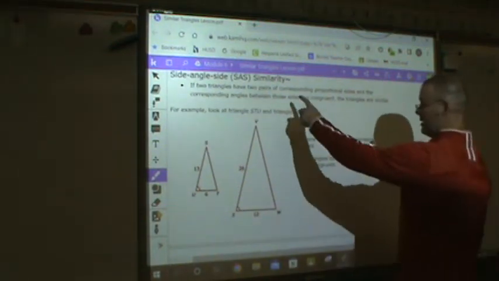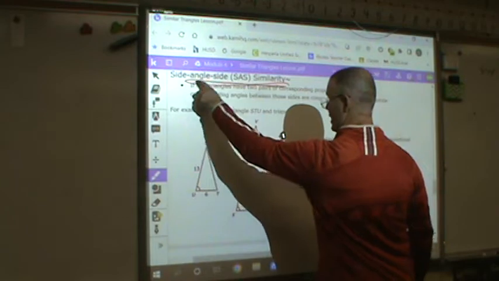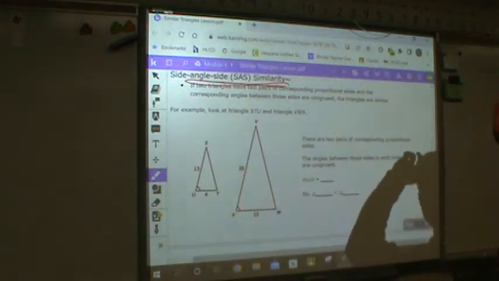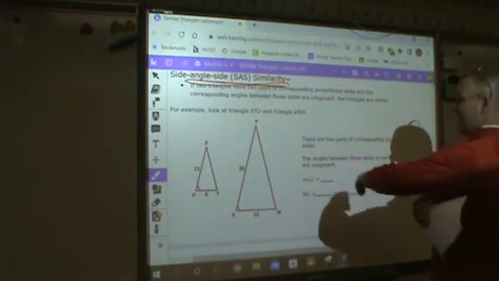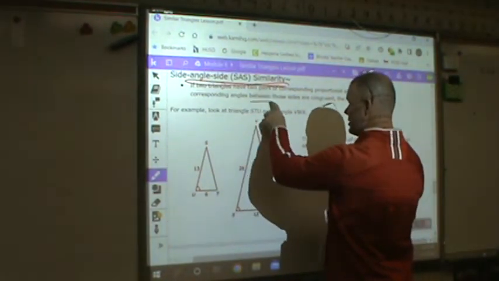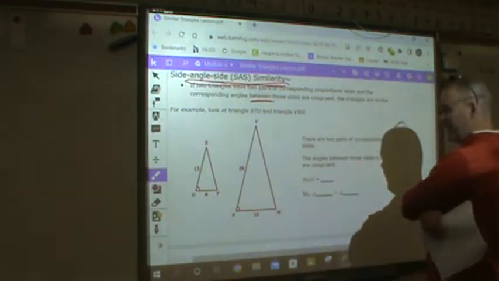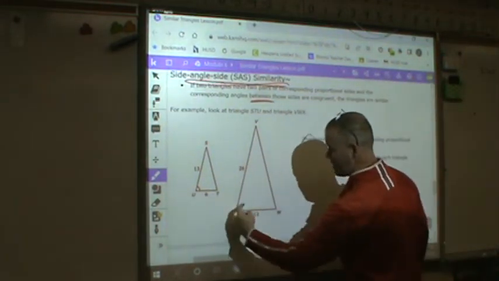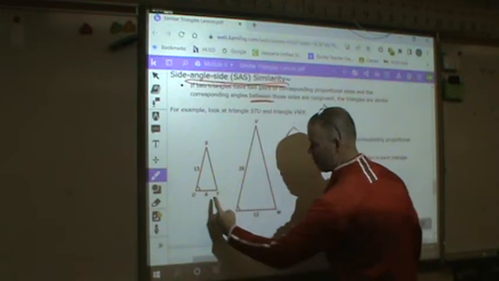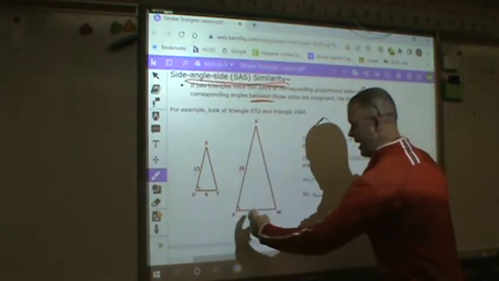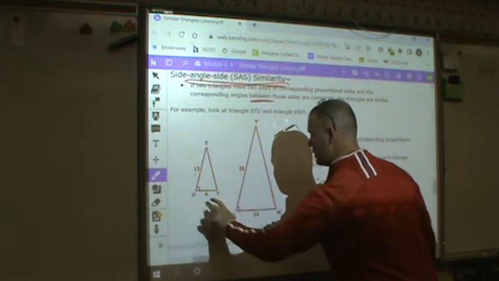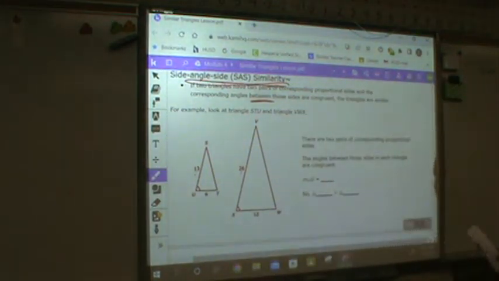Side angle side similarity. So here's the next one, side angle side. If two triangles have two pairs of corresponding proportional sides and the corresponding angles between those sides are congruent, okay? It has to be in between. That's a huge thing. Has to be in between. Notice X is in between my two corresponding sides. 12 corresponds to 6, 26 corresponds to 13. X and U are in between those two sides. There are two pairs of corresponding proportional sides.